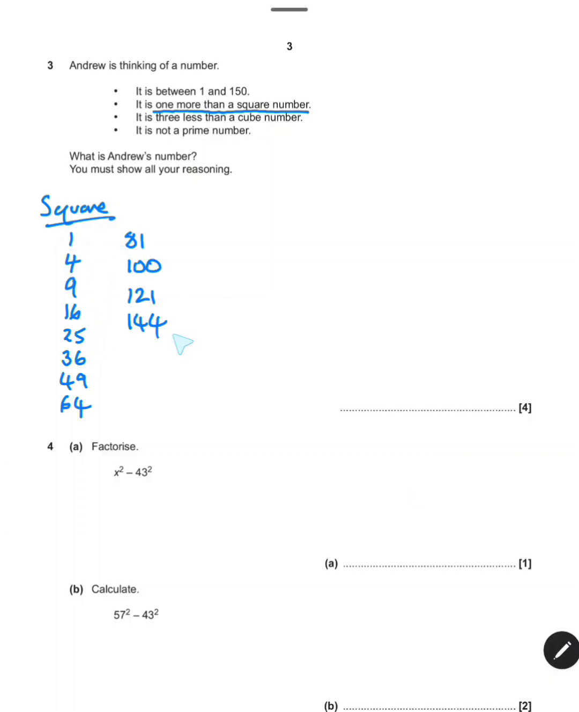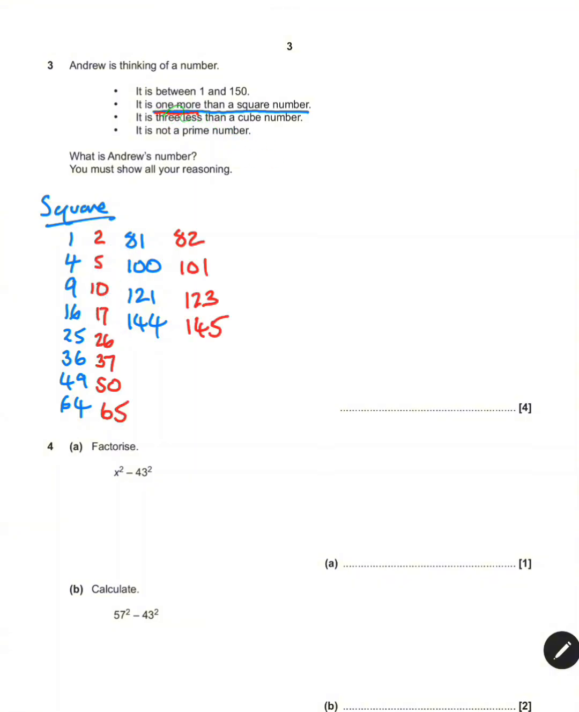I'm stopping at 12 12s because my number needs to be less than 150, and I know 13 13s is 169. Now I actually want one more than a square number. So what I'm going to do is add 1 to each of these. We can then move on to the next bit.